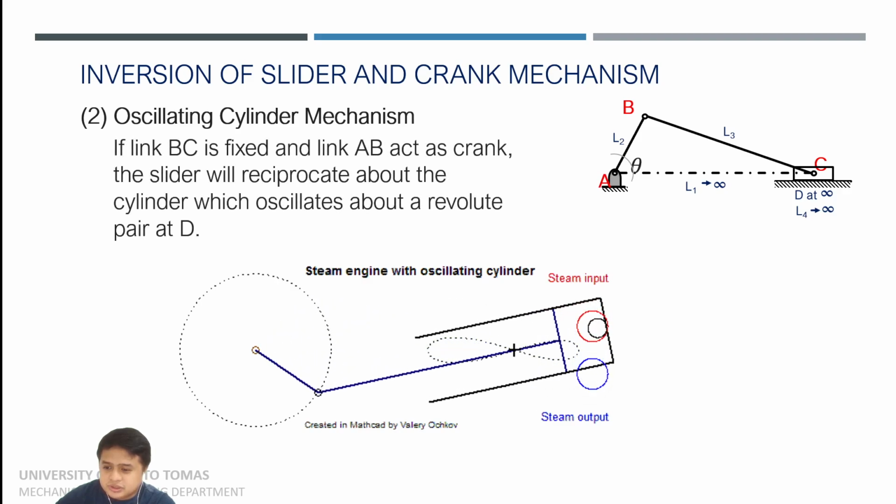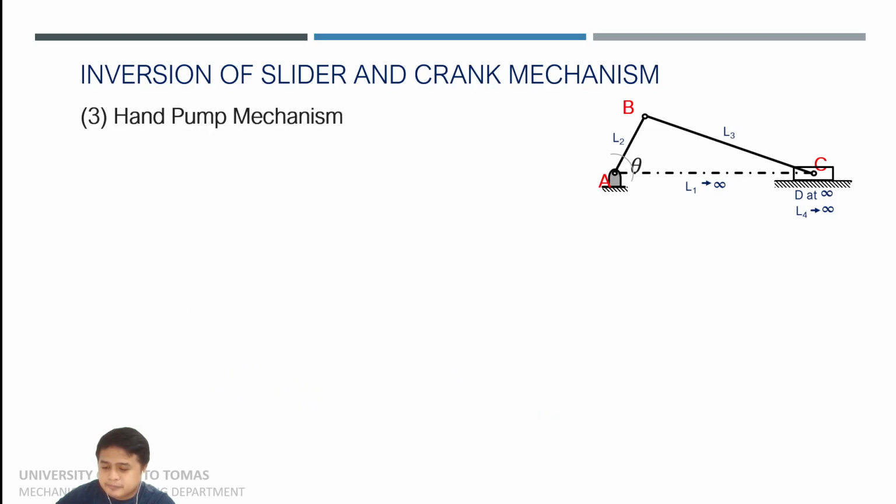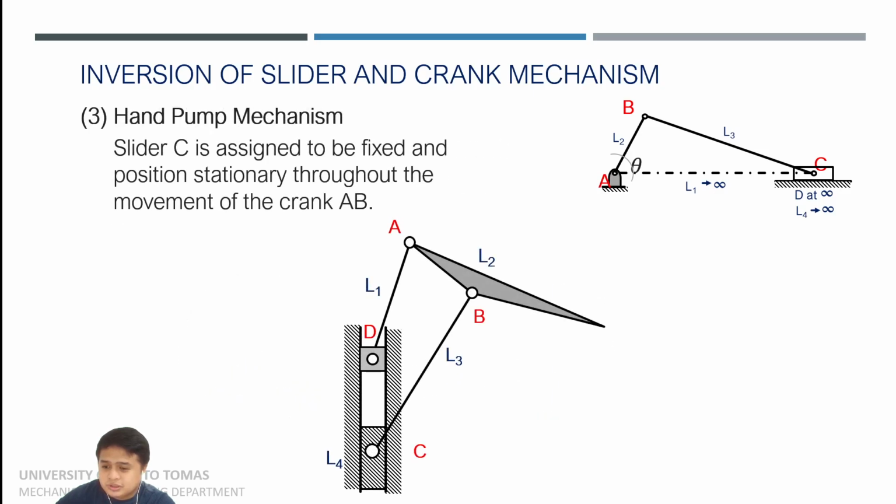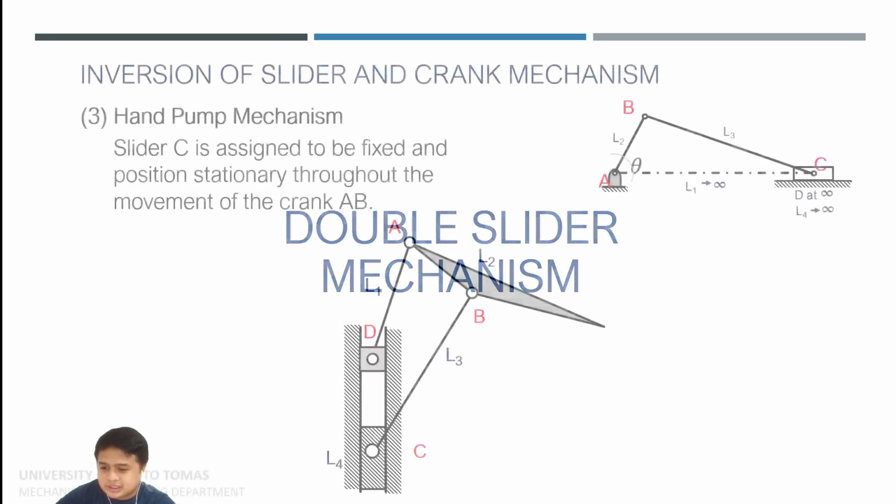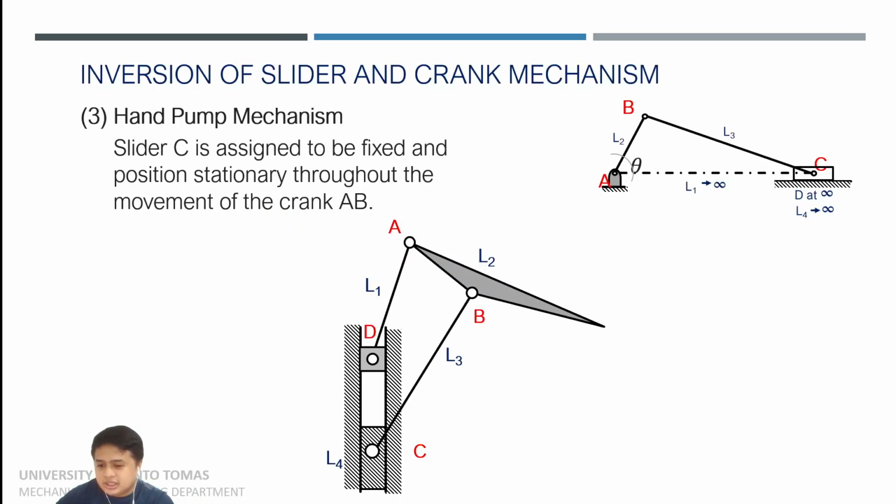Okay, so another inversion of the slider crank mechanism is the hand pump mechanism. From the word itself, it is usually used for hand pumps. As you can see here, this slider is fixed, and then throughout the movement of crank AB, if you imagine this, you create a lever for this ternary link AB, then you can have this motion, wherein you can move the piston at around point D.